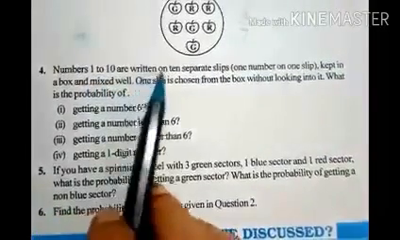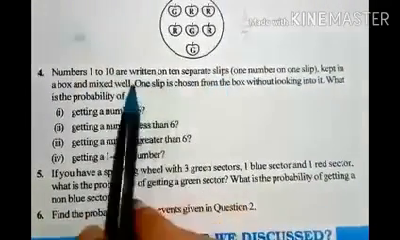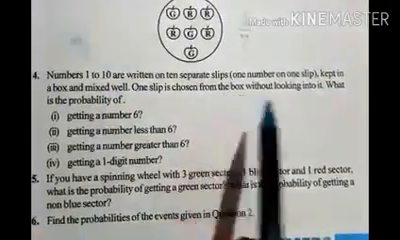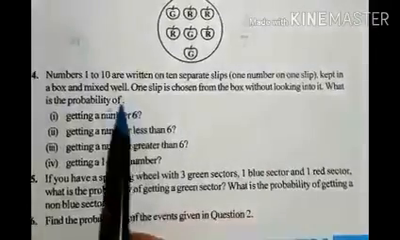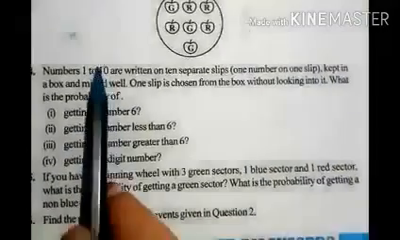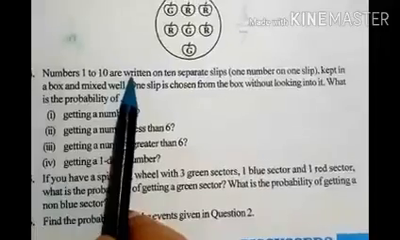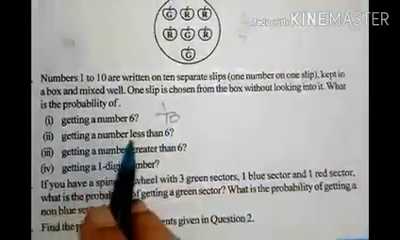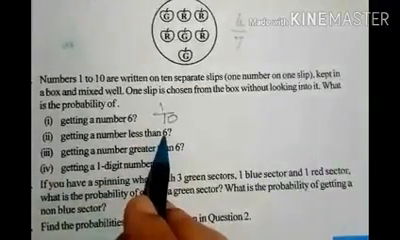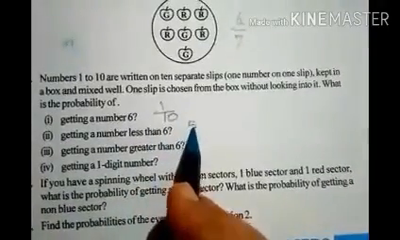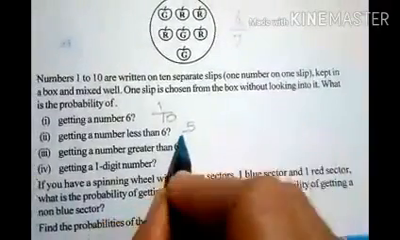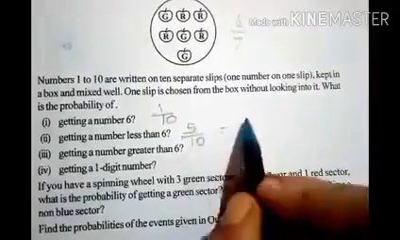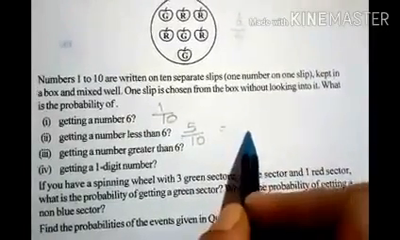Numbers 1 to 10 are written on separate slips and they are put in a box. One slip is to be taken out from the box. So what is the probability of getting number 6? There is only one 6 out of the 10. So probability is 1 out of 10. Getting a number less than 6. Now how many numbers are there less than 6? There are 5 numbers which are less than 6: 1, 2, 3, 4 and 5. These all are less than 6 out of total outcome 10. So 5 upon 10, that is 1 upon 2. Bring it to reduced form.